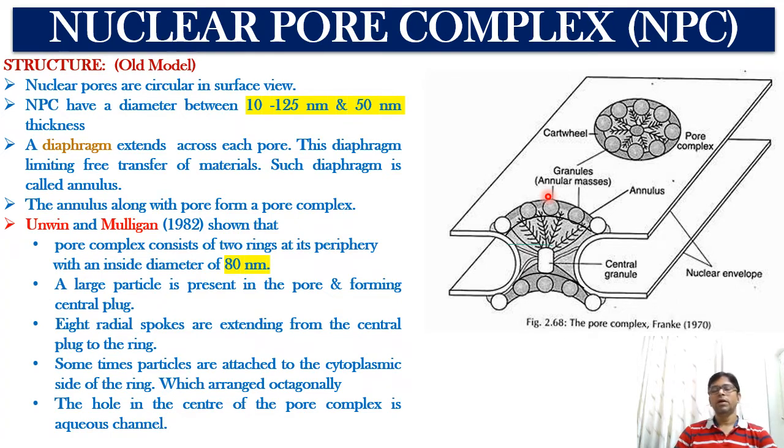Previously, it was thought that a diaphragm extends across each pore. This diaphragm was made up of amorphous to fibrillar substances, limiting the free transfer of materials. Such a diaphragm is called annulus. It has been observed in animal cells but is lacking in plant cells.